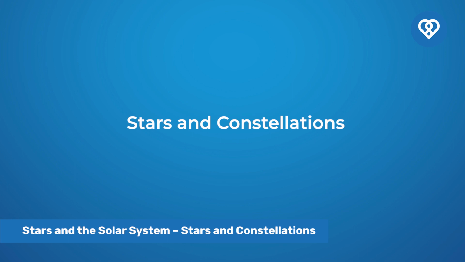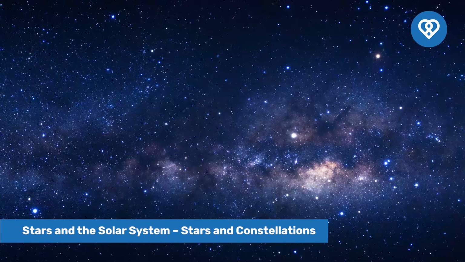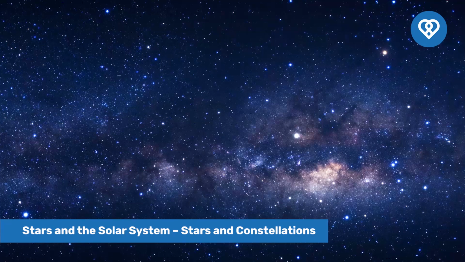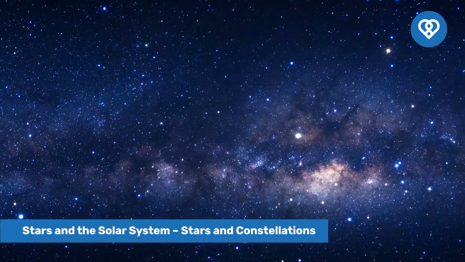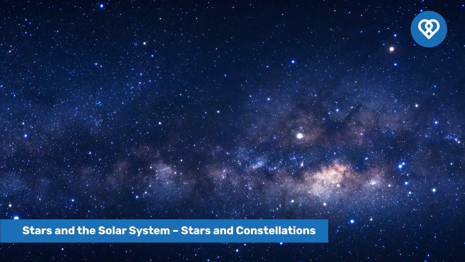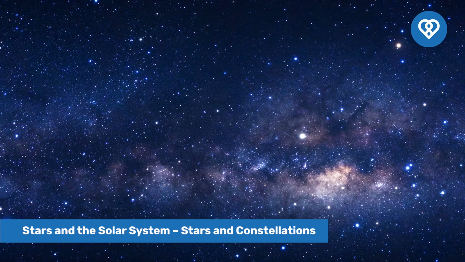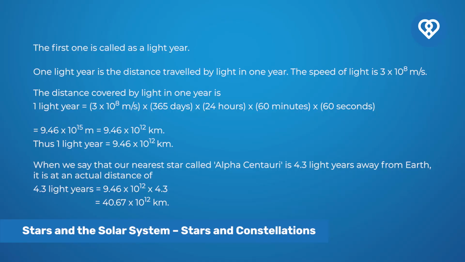Stars and constellations. Our universe is so large that to measure the distances between its constituent objects, the unit kilometer would be extremely small and inconvenient. Hence, two new units have been defined. The first one is called a light year. 1 light year is the distance traveled by light in 1 year.